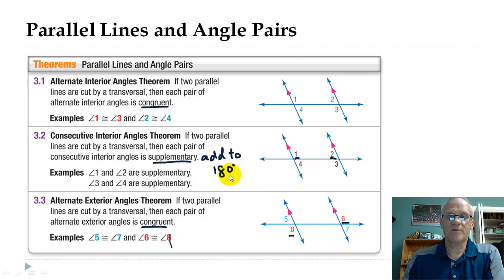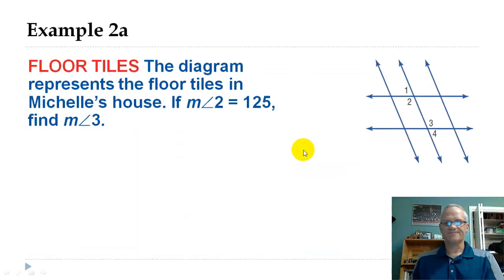Remember we talked about supplementary before. And if you think about this, it kind of makes sense, because what we've just been talking about is that angle 2 and this angle down here, they've named it 5, I'll call it 5. Angle 2 and angle 5 are corresponding, so they're equal to each other, right? Well, 5 and 1 together, we've looked at that before, they're a linear pair, which means they add up to be 180. So 2 and 1 would also add up to be 180. Okay, so remember those. We'll do a few examples here.